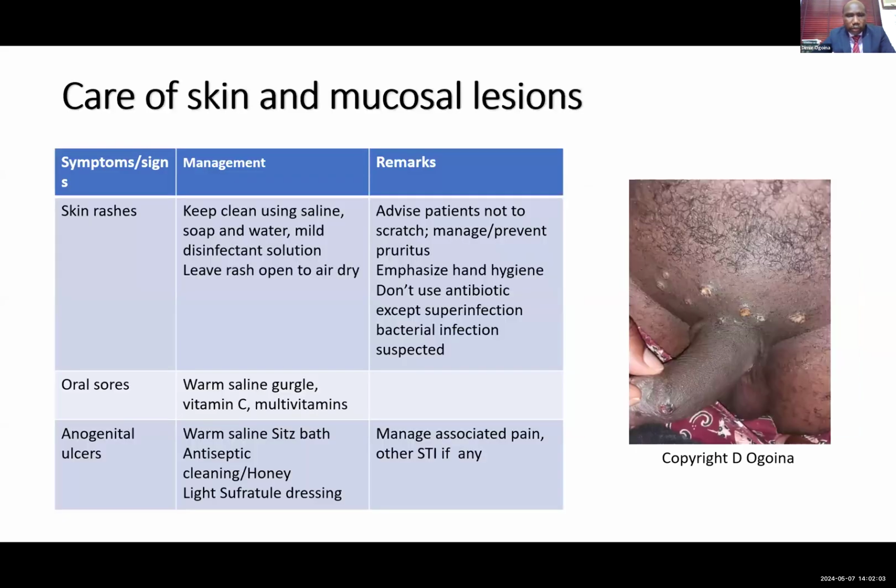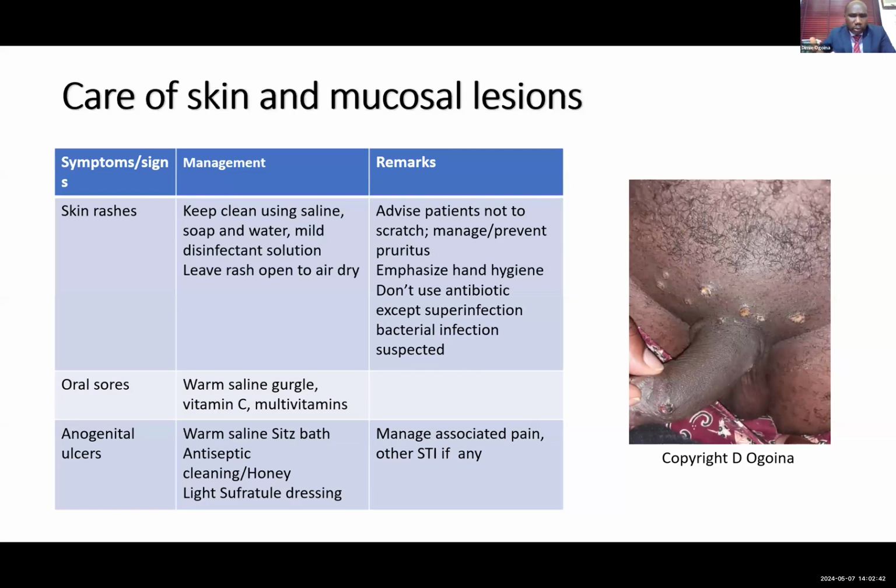Next slide. So the care of skin and mucosal lesions essentially involves keeping them clean with saline. You can use soap and water. You can use a mild disinfectant solution, and you leave them open to air dry, except where the patient has a deep-seated wound, where you need to debride and then do a closed dressing. You want to, as much as possible, address the challenge of pruritus. So advise the patients not to scratch. Most of the reasons why patients develop secondary bacterial infections is because they continually scratch their lesions. So you emphasize hand hygiene, and it is not recommended that you routinely use antibiotics.